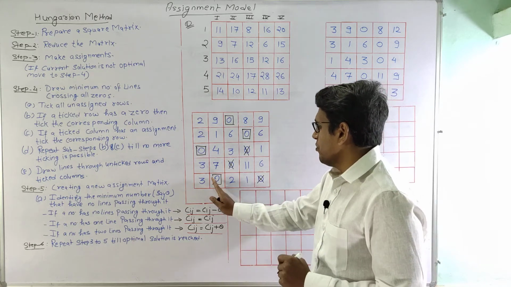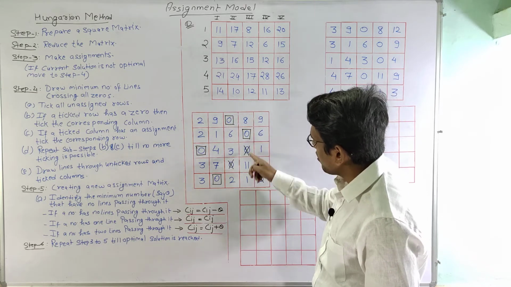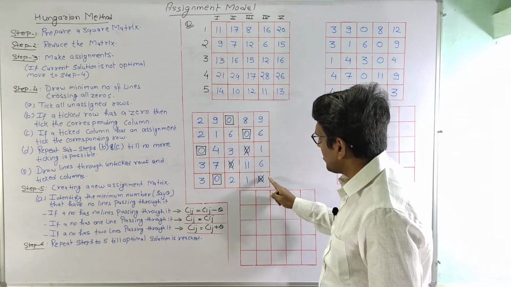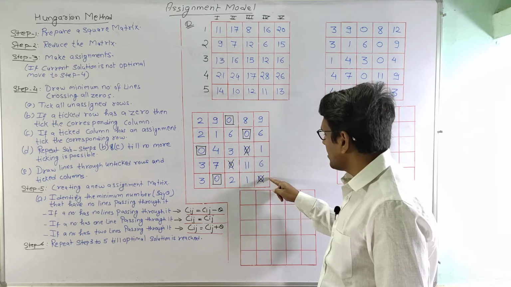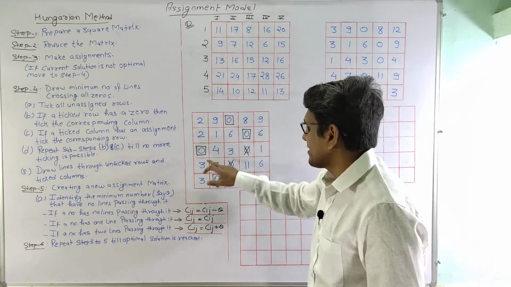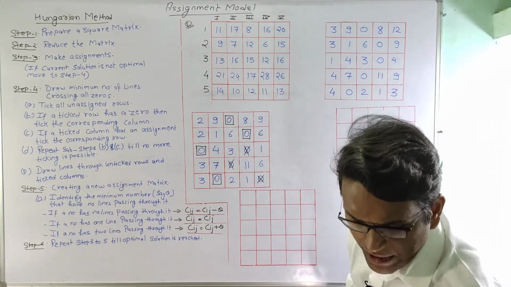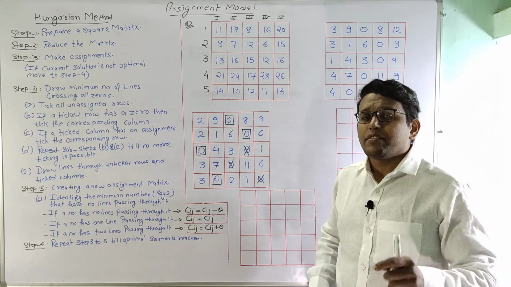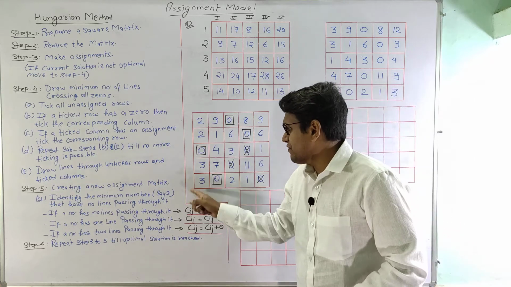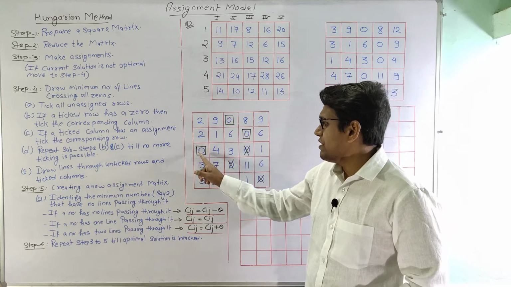Okay, so moving on to the next column. Column 3 already has an assignment. Column 4 already has an assignment. Column 5 has no assignment because there is one 0, but it has already been crossed out. So as we can see here, we have 4 assignments in a 5 cross 5 matrix, and we know that to get an optimal solution we need to have the number of assignments equal to the order of the matrix. That is, if the matrix is 5 cross 5, we have to have 5 assignments, but instead we are having only 4.